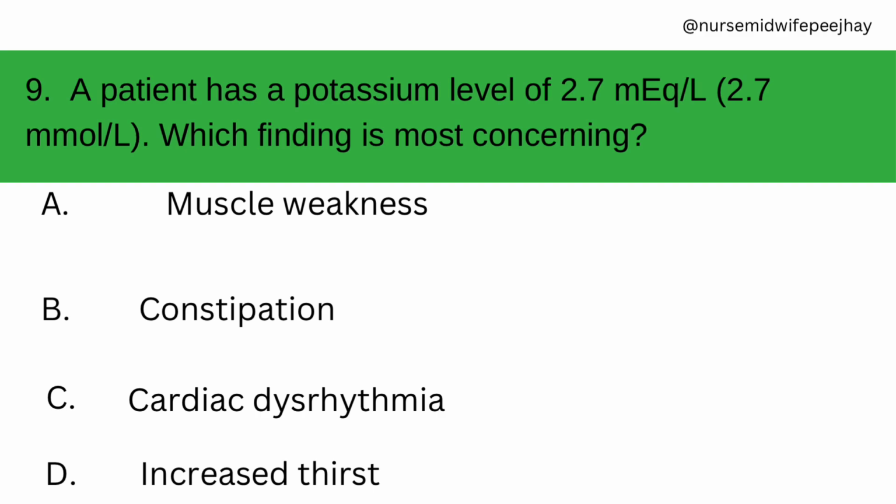9. A patient has a potassium level of 2.7 mEq/L, 2.7 mmol/L. Which finding is most concerning? A. Muscle weakness. B. Constipation. C. Cardiac dysrhythmia. D. Increased thirst. Correct answer is C.